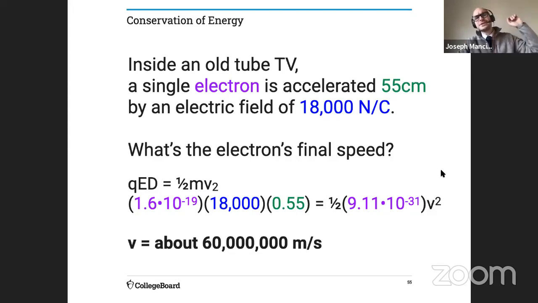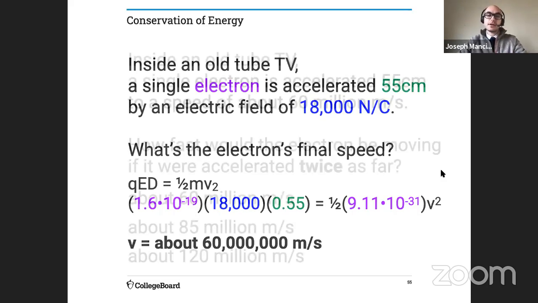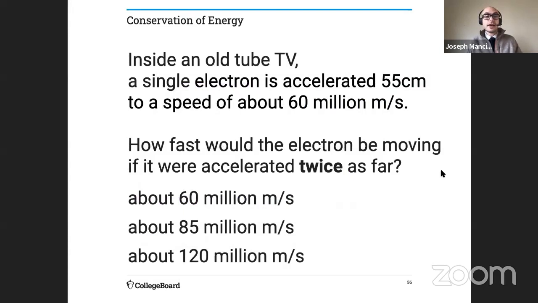This is a totally legitimate AP Physics 2 question. In an old tube TV, a single electron accelerates to a speed of 60 million meters per second in 55 centimeters. How fast would that electron be going if it were accelerated for twice as far? If the distance were doubled, would it be going about the same speed? Would it be going a little bit faster, but not a ton faster? Or would it be going twice as fast? That's a pretty valid question. Doubling the distance.